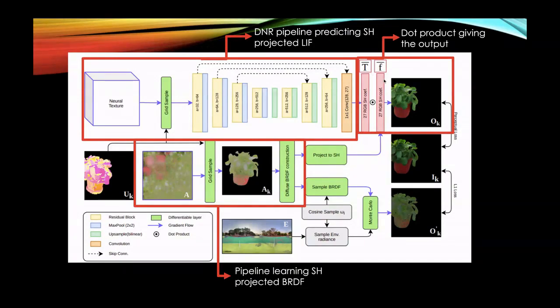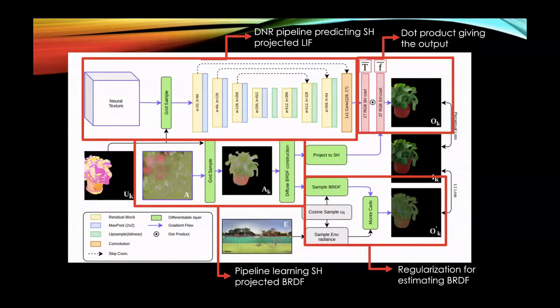We finally take the dot product between the SS projected LIF and SS projected BRDF, which gives us the final rendering. We then take the loss between the rendered images and the ground truth images. This loss is a combination of the perceptual loss and an L1 loss. A naive loss on the output RGB and ground truth alone results in a poor albedo texture.